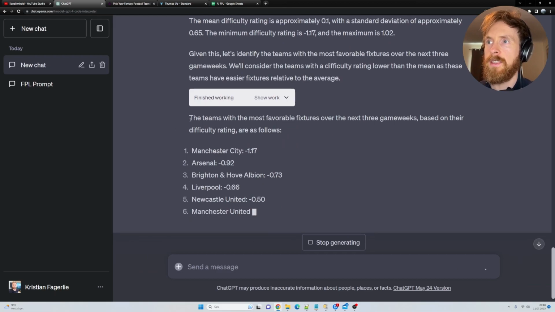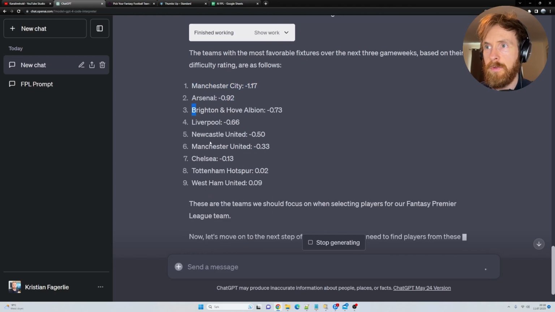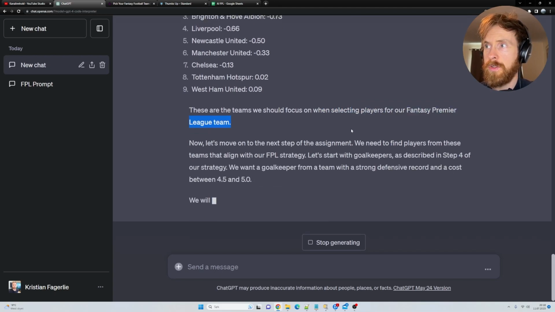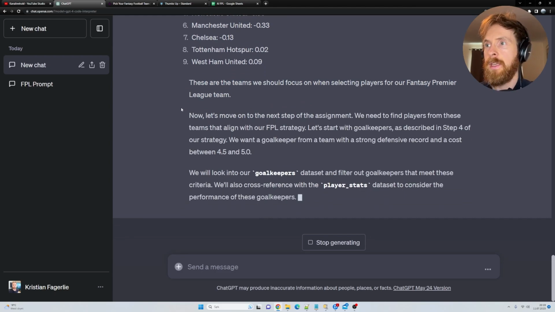So here you can see the teams with the most favorable fixtures over the next 3 game weeks based on the difficulty rating are as follows. City, Arsenal, Brighton, Liverpool, we kind of knew that, United, Chelsea. These are the teams we should focus on when selecting players for our Fantasy Premier League team.